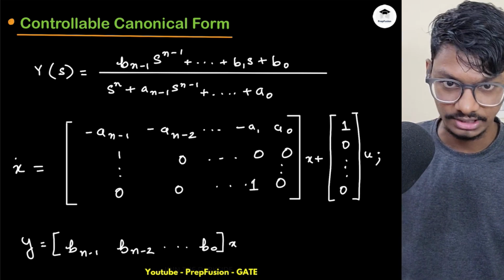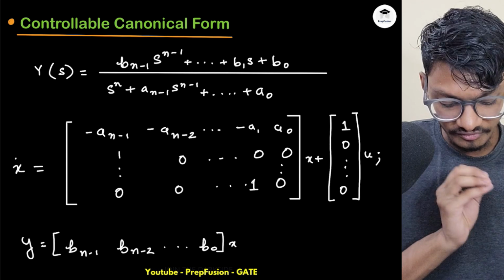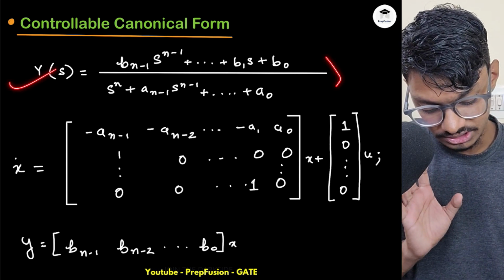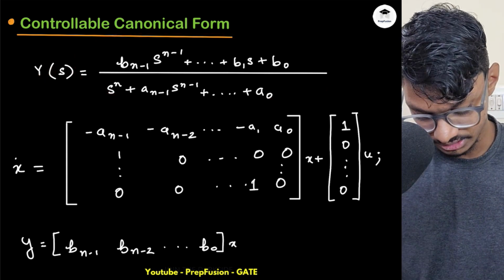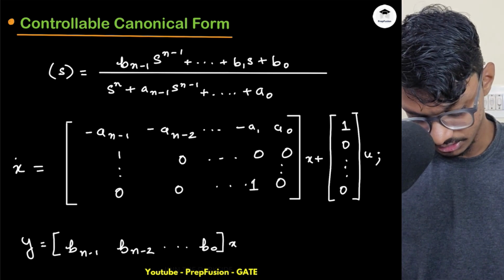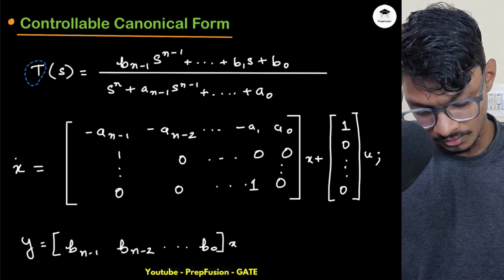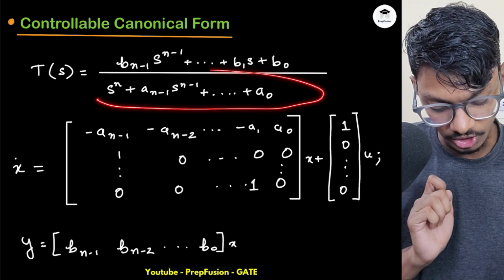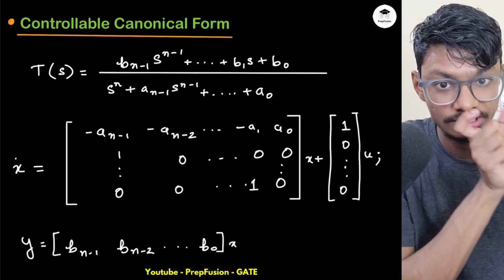I have already taught this in my full course, but just to give you an overview, if your transfer function is something like this. This is not Y of s actually, sorry, this is T of s. The transfer function is something like this, and this is your denominator, which is the characteristic equation.